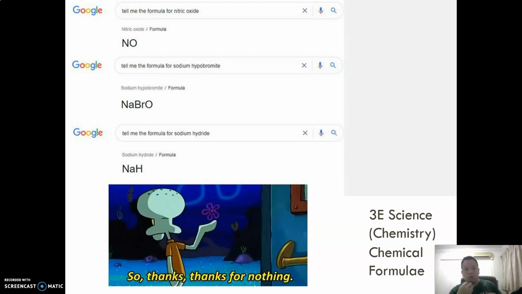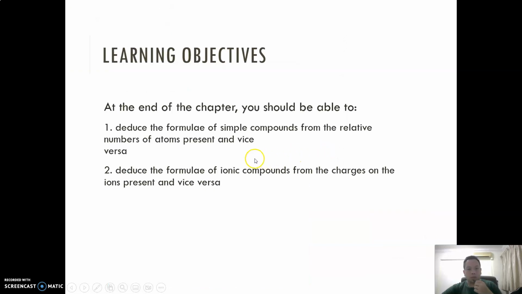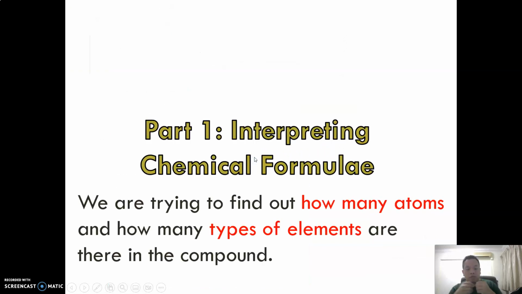In this video we're going to look at chemical formula for compounds. Firstly, interpretation, and secondly, how to write chemical formula for ionic compounds. When I mention interpreting chemical formula, what I mean is that we're going to find out how many atoms and how many types of elements there are in a compound. So we're going to look at two examples now.